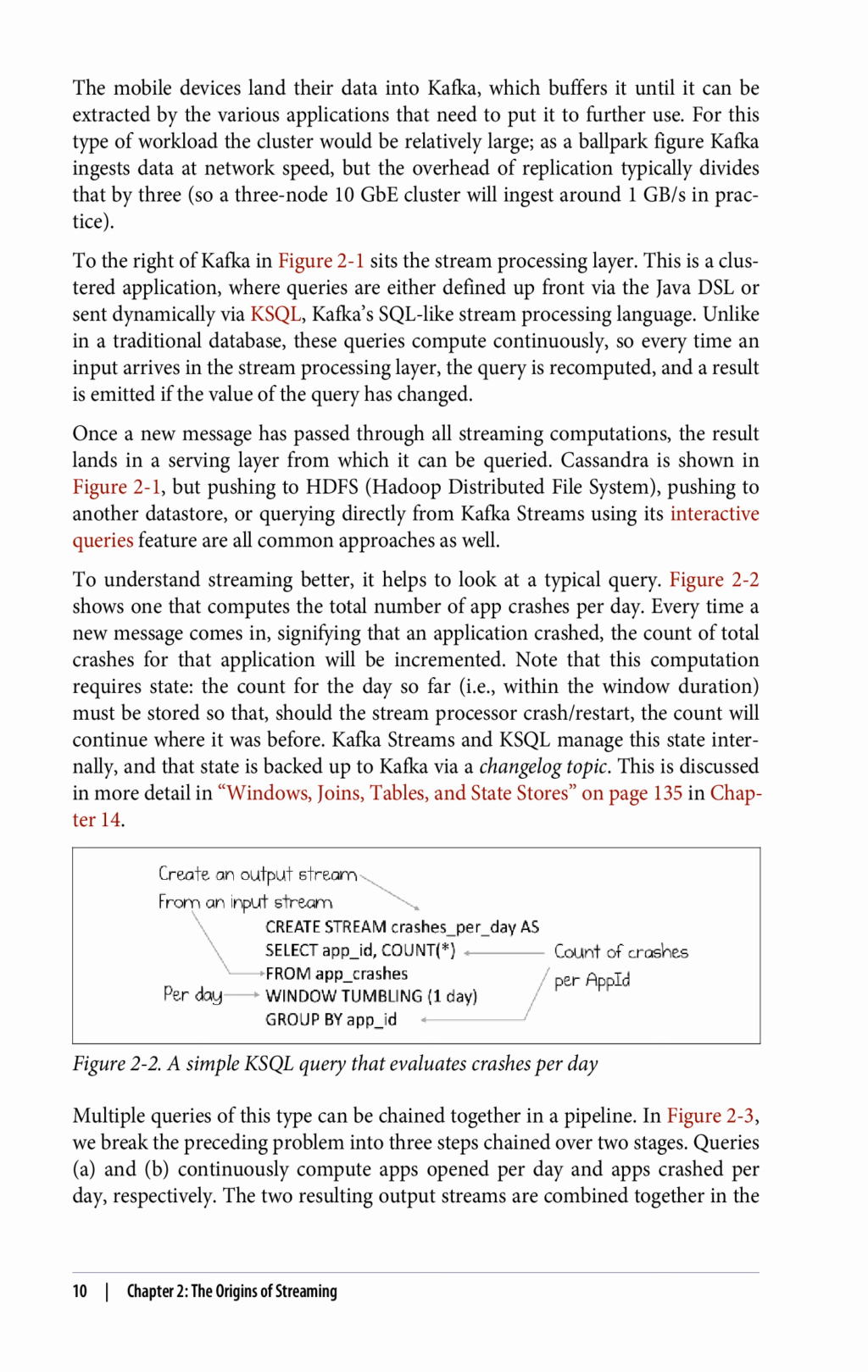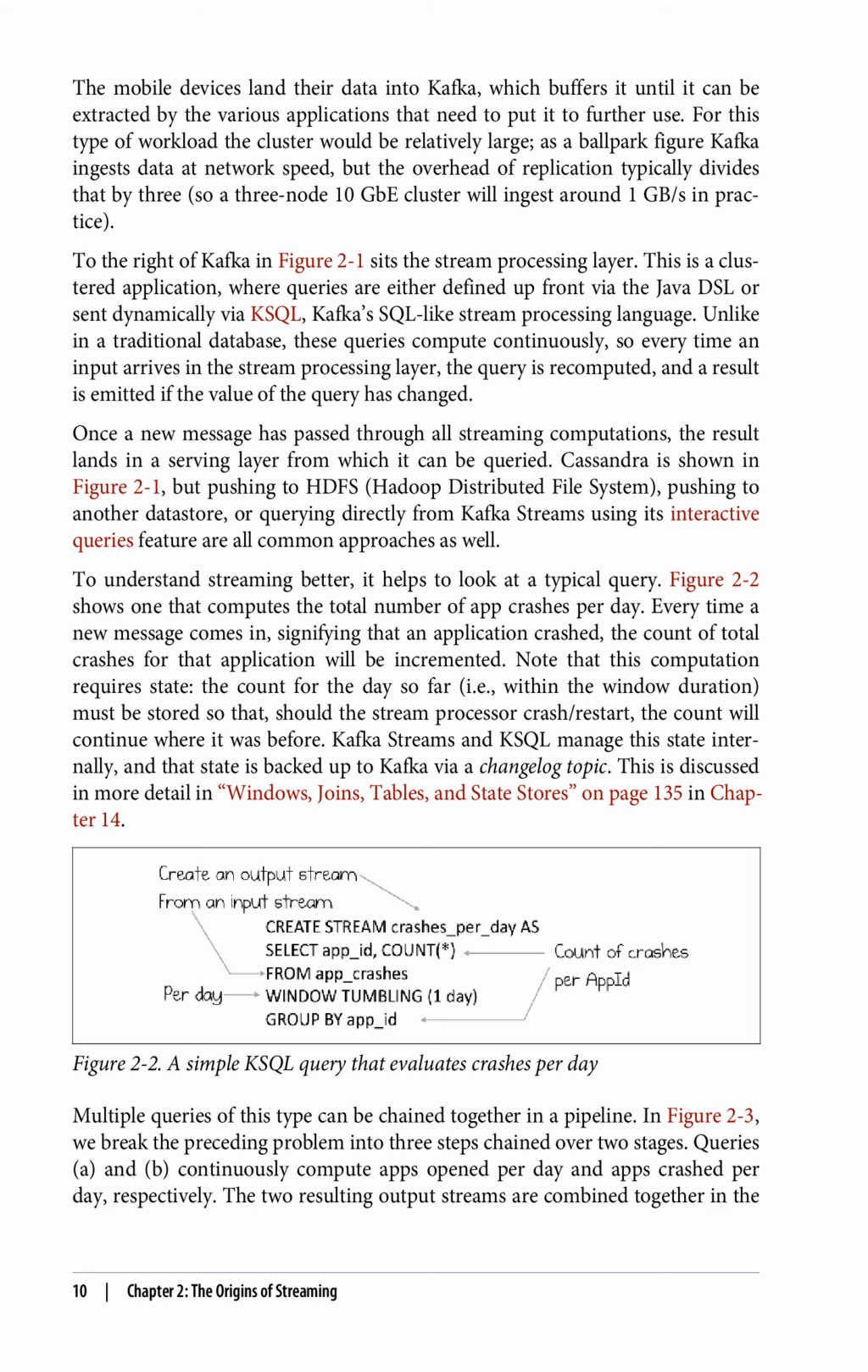For this type of workload, the cluster would be relatively large. As a ballpark figure, Kafka ingests data at network speed, but the overhead of replication typically divides that by 3, so a 3-node 10 GB cluster will ingest around 1 GB per second in practice. To the right of Kafka in Figure 2.1 sits the stream processing layer. This is a clustered application, where queries are either defined up front via the Java DSL or sent dynamically via KSQL, Kafka's SQL-like stream processing language.